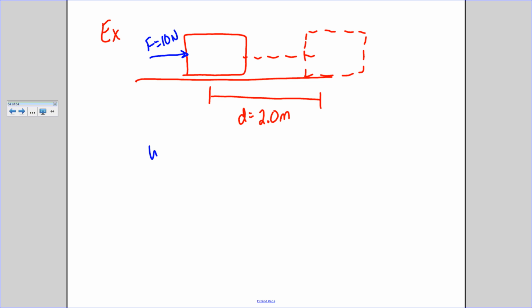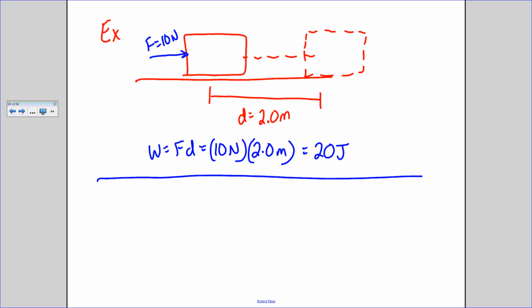So if I want to know the amount of work, I just say the force times the distance. That's going to be 10 newtons times 2 meters. And that's equal to 20 newton meters, or 20 joules of work. Right. What if I have a situation like this?